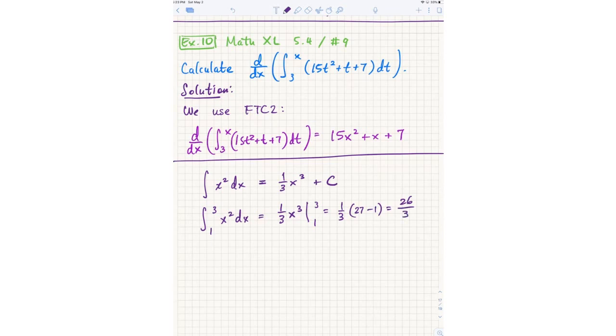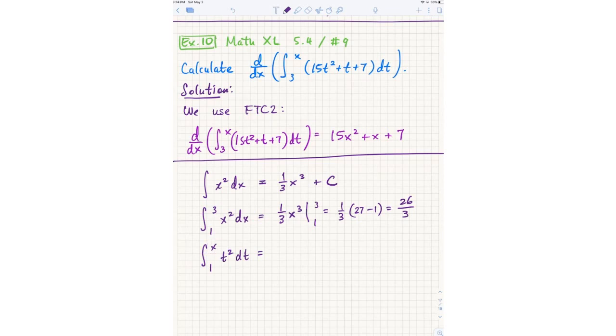Okay, now what if I asked you to calculate the integral from 1 to x of t squared? Now this is a bit different. So this is a number, right? It represents the area underneath the graph of y equals t squared from t equals 1 to t equals x. It is just a number, but it's a number that's going to depend on x, right? Because I don't know what that upper limit is.